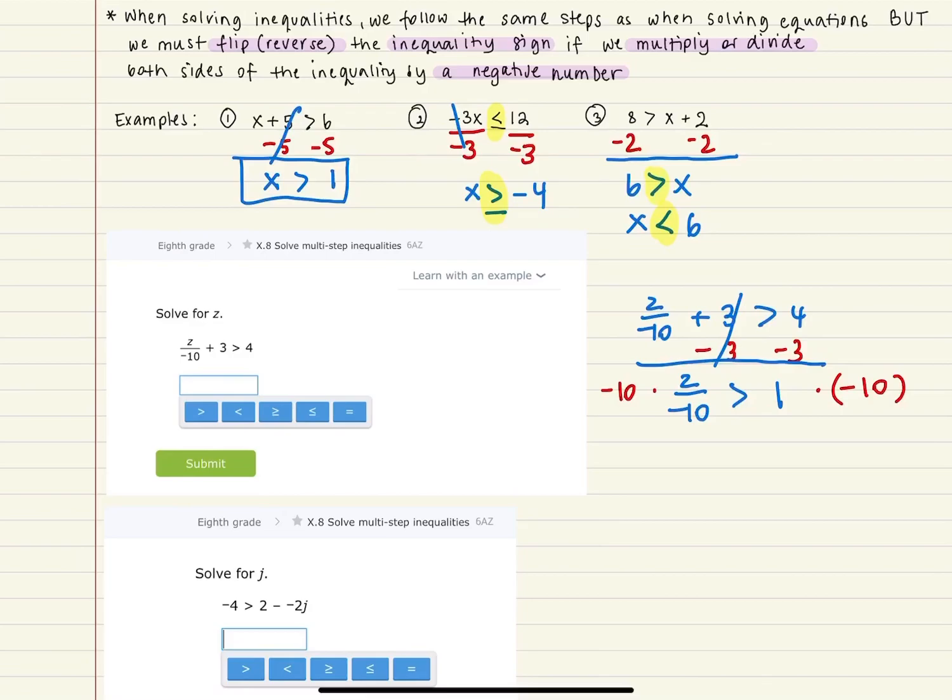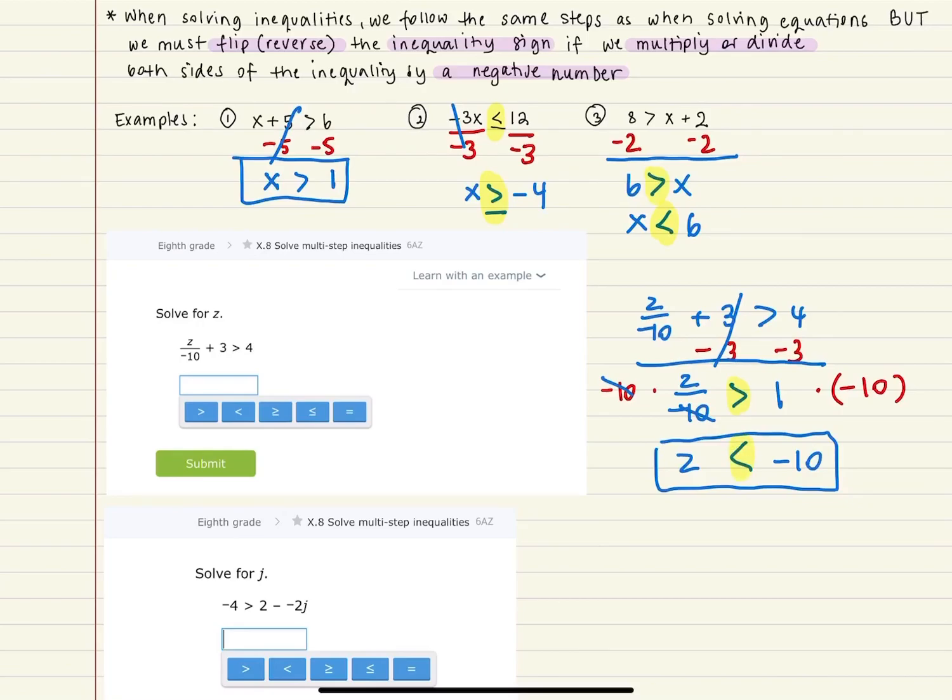So since we are multiplying by a negative number, these two will cancel. 1 times negative 10 is negative 10. Because we're multiplying by a negative number, we have to reverse the inequality sign. So this greater than becomes less than. Okay, so that's the answer to this problem. Once again, because we multiplied by a negative 10, this inequality sign flipped.